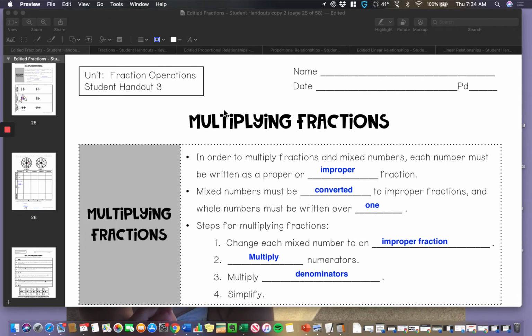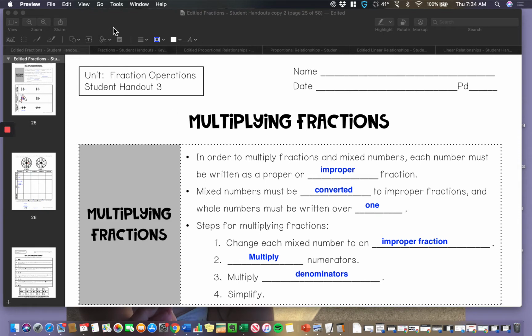Hello everybody! Today we are going to be multiplying fractions. When multiplying fractions and mixed numbers, each number must be written as a proper or improper fraction. Mixed numbers must be converted to improper fractions, and whole numbers must be written over 1.